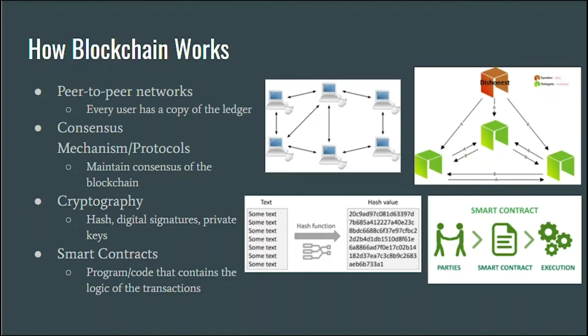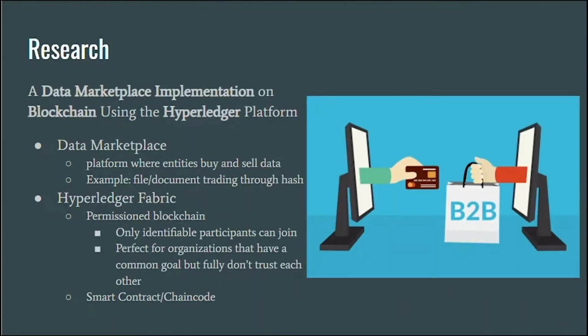One of the main features of blockchains are smart contracts, which allow developers to design and control the logic of the transactions. For this summer, I created a data marketplace prototype where users can buy, sell, and trade data. For example, users could trade files or documents using this prototype.